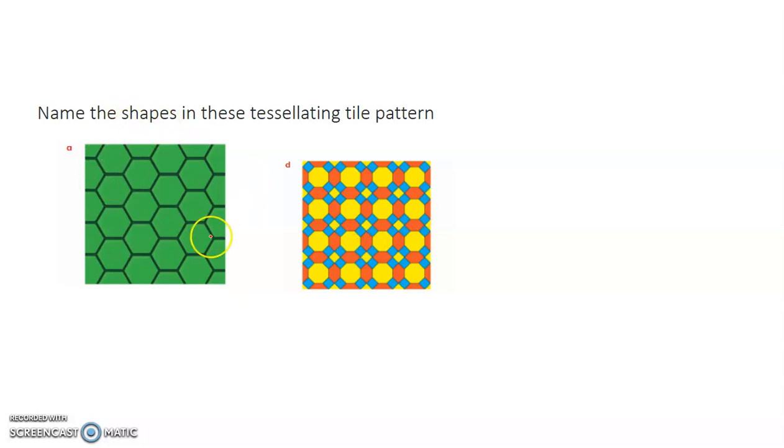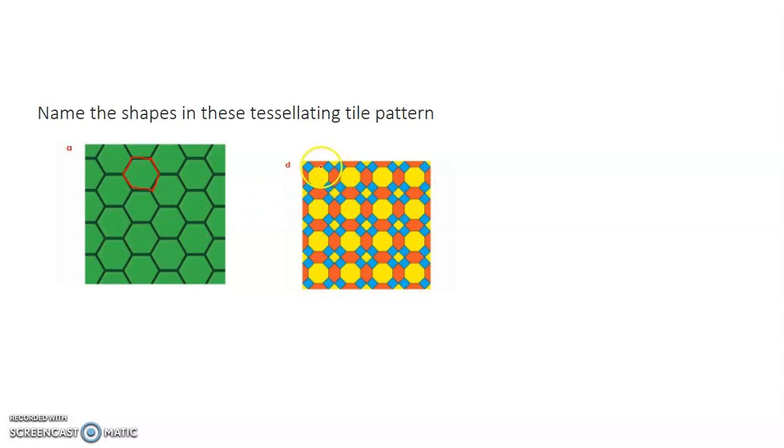Now these are 2 tessellations given here. You can see this is a flat surface. The same pattern is repeated. There are no gaps and there are no overlappings. Name the shapes in this tessellating tile pattern. Look at this. You can see here this pattern is repeating. This is a hexagon. 1, 2, 3, 4, 5, 6. This is a 6-sided figure. And you can see this hexagon is repeating itself. So the tessellating tile pattern here is a hexagon.